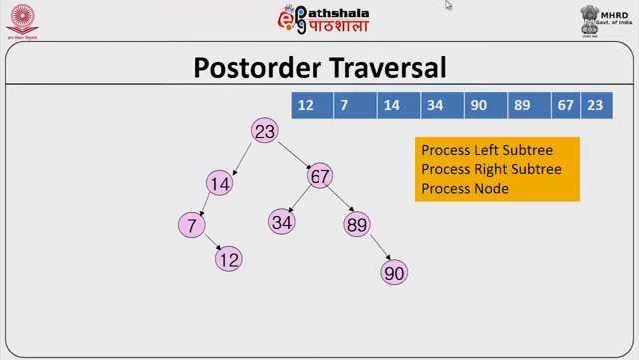So, go to the 67 rooted tree. In 67, you should not process 67, you have to process its left subtree. So, you process 34. In 67, you finish the left, you have to go to the right.